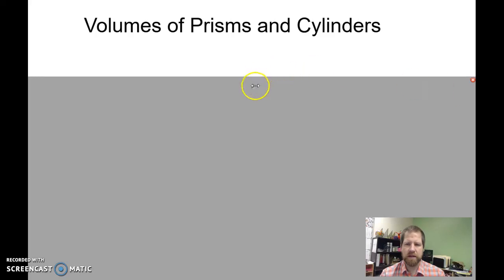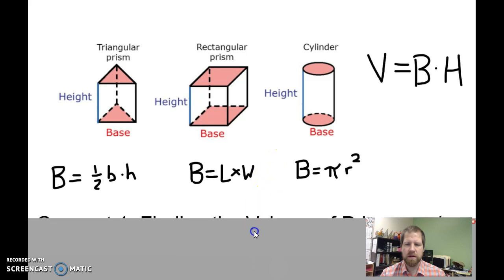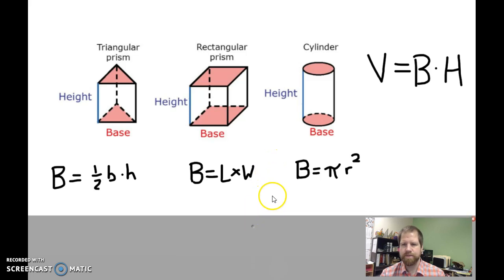Volumes of prisms and cylinders. Alright, so we've got three shapes that we're going to be looking at for this lesson, and we're looking at finding their volume. Okay, so we've got some formulas to go with them.